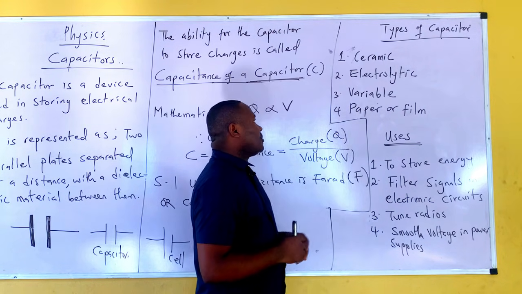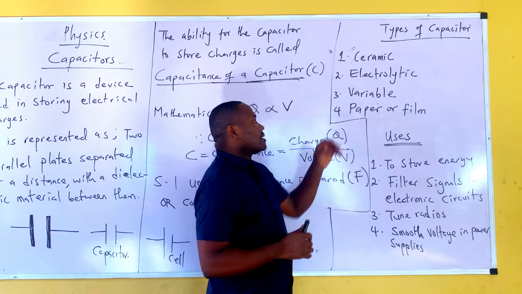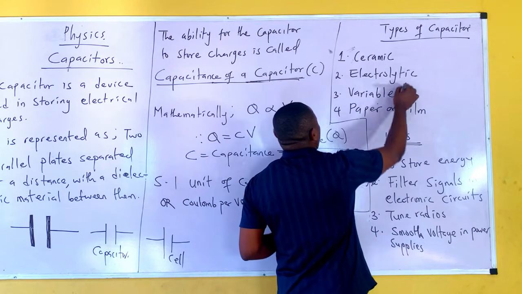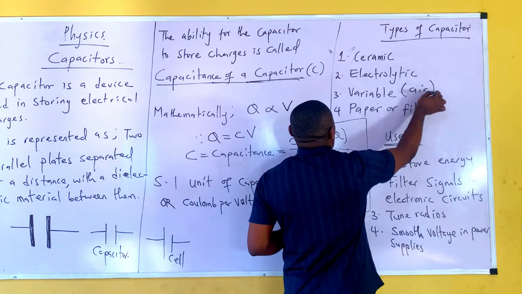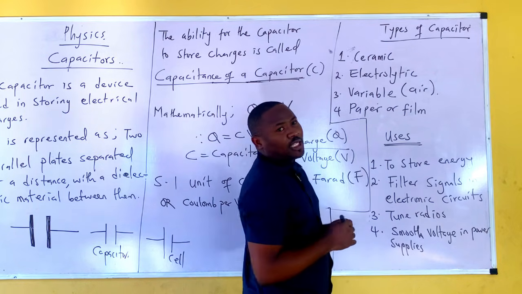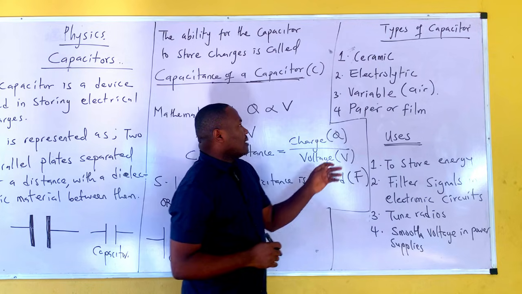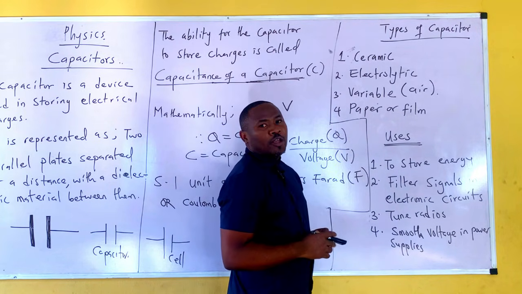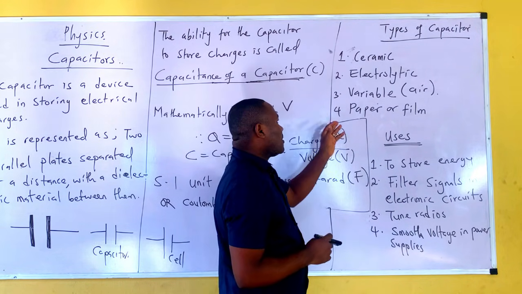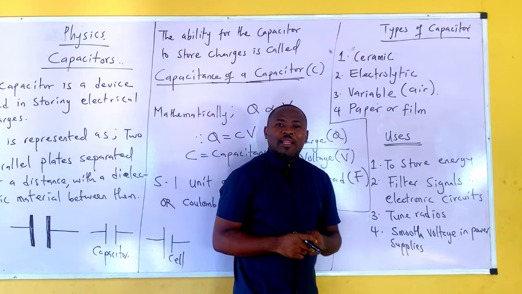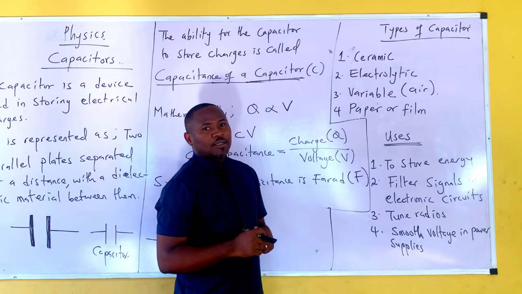What about in a variable capacitor? In a variable capacitor, the dielectric material is air. Take note of that. What about in a paper or film capacitor? In a paper or film capacitor, the dielectric material there is paper.